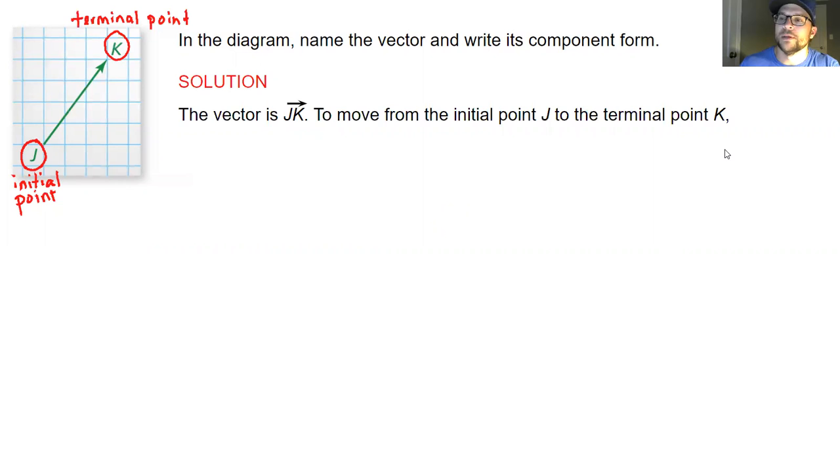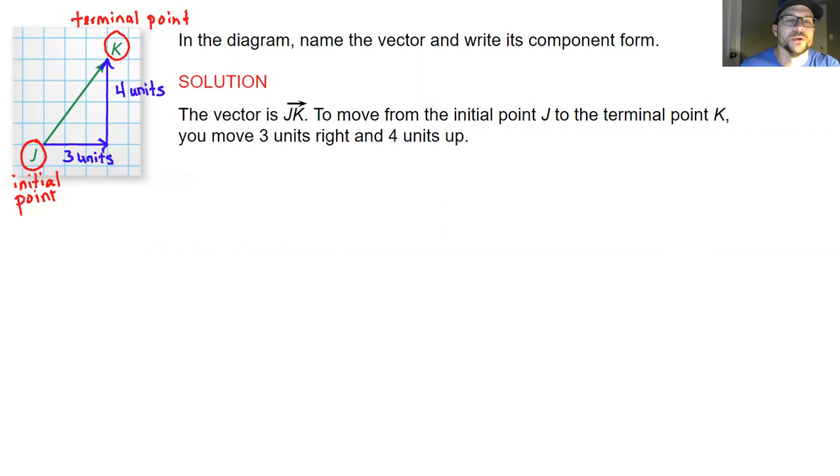So to move from the initial point J to the terminal point K, you are moving 3 units to the right and 4 units up. So those are your direction and your magnitude, or how far and in what direction. So the component form for that is going to be <3, 4> with these brackets on either side of those numbers.